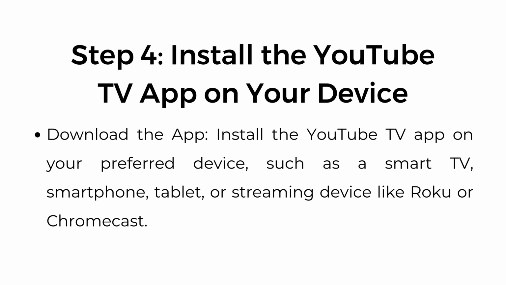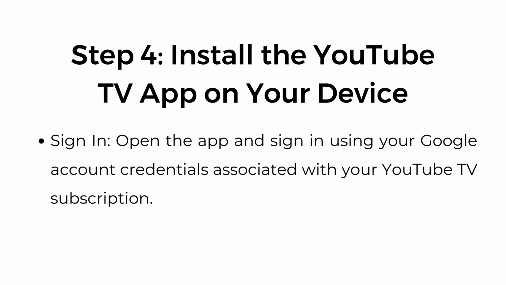Step number 4, install the YouTube TV app on your device. Download the app. Install the YouTube TV app on your preferred device, such as smart TV, smartphone, tablet, or streaming device like Roku or Chromecast. Sign in. Open the app and sign in using your Google account credentials associated with your YouTube TV subscription.